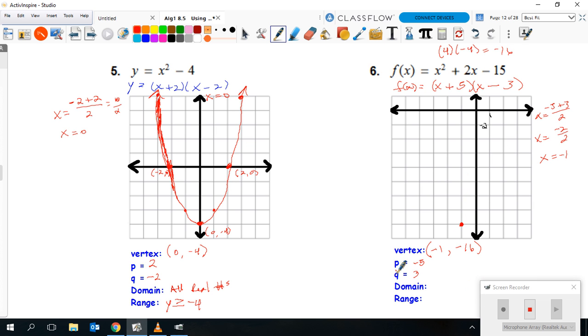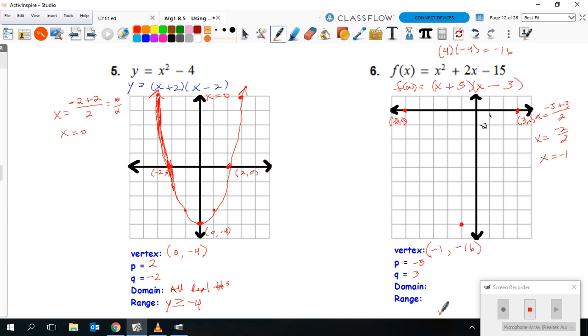The P and Q's are the x-intercepts. So I've got 1 and 3. So 1, 2, 3. There's 1 here. This is going to be 3, 0. You can label it there. And then -5. So 1, 2, 3, 4, 5. Here's another one. And this one's going to be -5, 0.